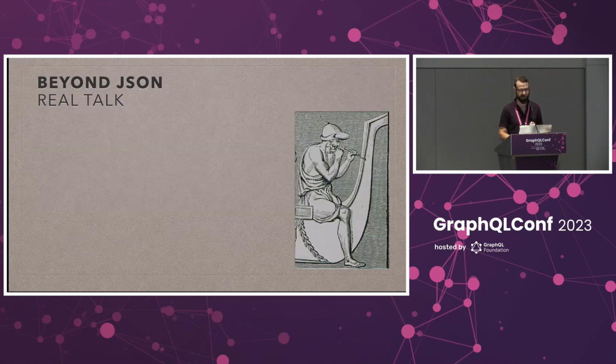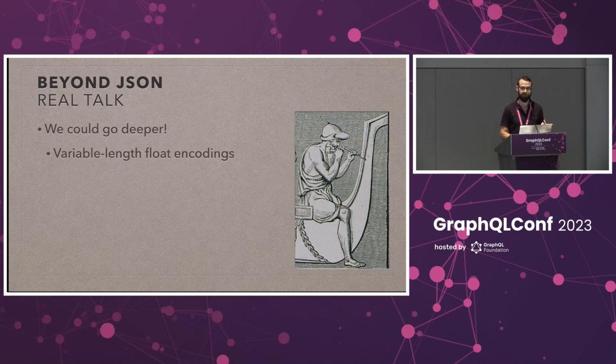All right, so real talk. We could go deeper. There's a bunch of stuff we could talk about here, like variable length float encodings, or input types, or mutation types, or benchmarks, tools, implementations, but we're already over time and have no time for that. I could talk about it all day. So if you want to, come find me, and we will until you're tired of it.